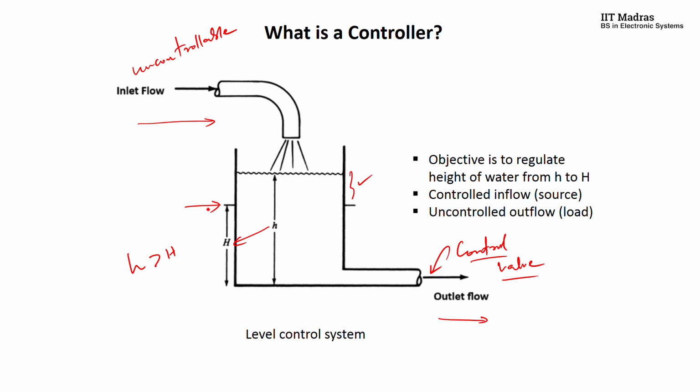So this is a very simple control system where I have just kept a control valve at the outlet and tried to manipulate the outlet flow so that the level is maintained around H. I say around H because there could be various disturbances, and there may not be a possibility that H would be constant. It may vary over time.